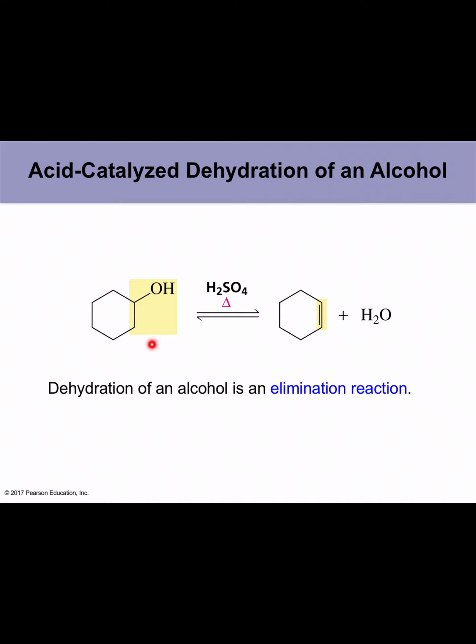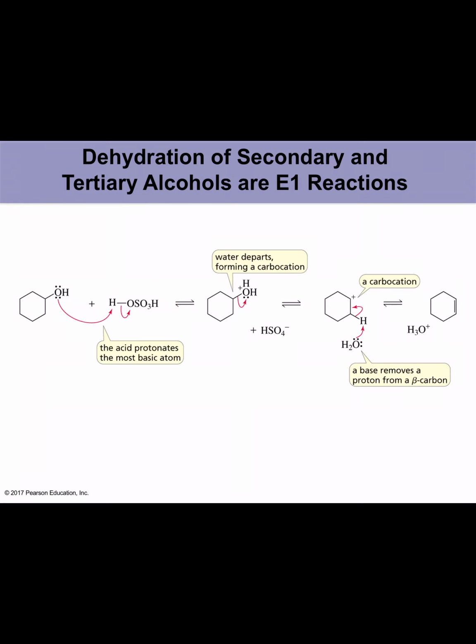So this is the alcohol. In the presence of sulfuric acid, you heat it and you can get an alkene. Okay, so in the presence of sulfuric acid, alcohol forms an alkene and a water molecule, and this is called an elimination reaction. We are eliminating a water molecule, and here is the mechanism. Dehydration of secondary and tertiary alcohols are E1 reactions.